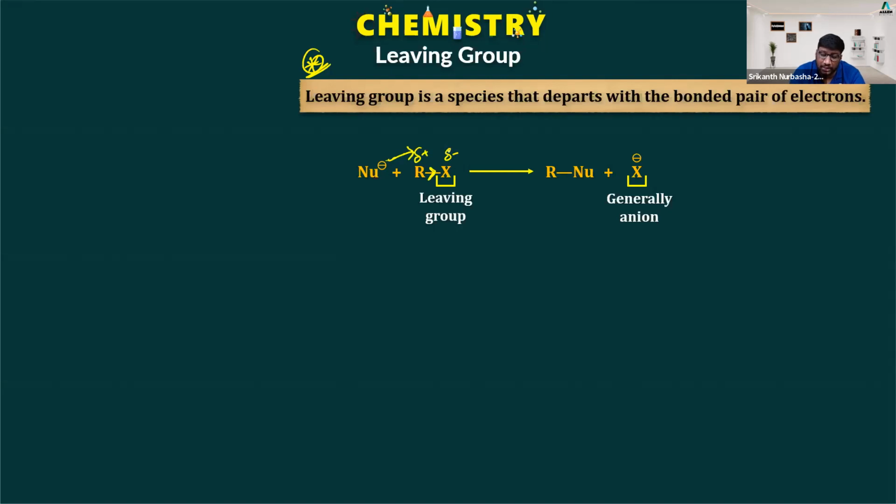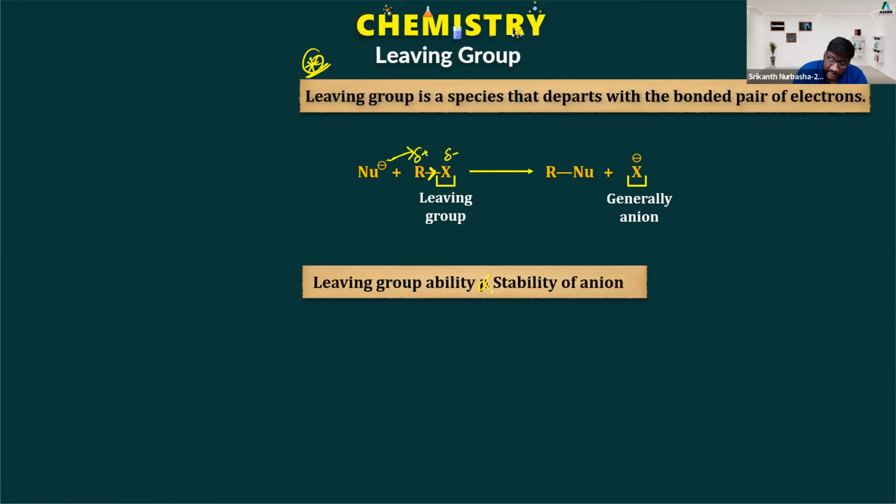As soon as this attack occurs, the halide ion is lost. That is, the halogen atom has taken these two bond pair of electrons. So the atom which is leaving, taking the bond pair of electrons, that is the leaving group. So X minus is the leaving group, and the nucleophile forms a new bond with the alkyl group. Nu is the nucleophile connected with the alkyl group, and X minus is the anion which is produced as the leaving group is lost.